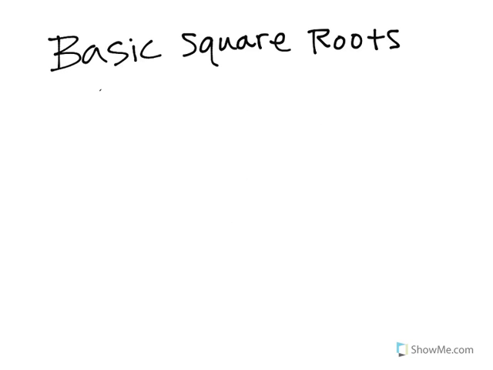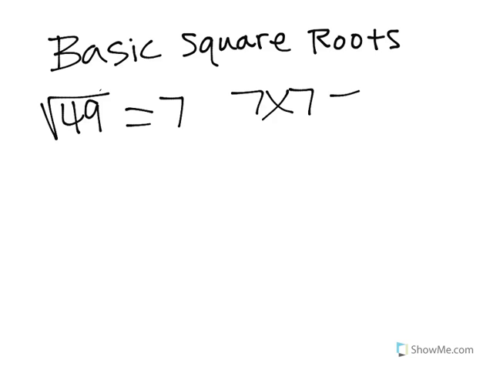Let's do another example. Let's do the square root of 49. Now what number times itself would give you 49? Well, the answer equals 7. 7 times 7 equals 49. So in other words, the square root of 49 would just be 7.